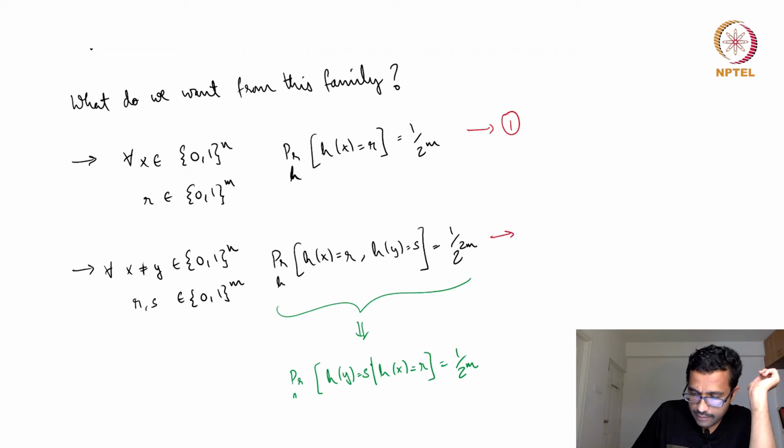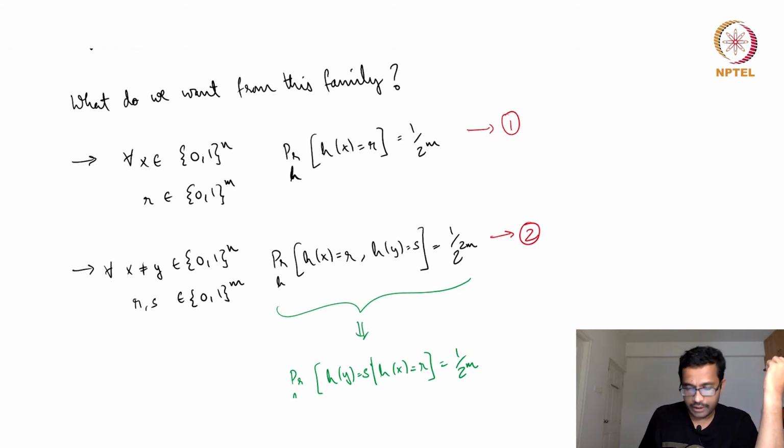And second is that given x and y, where x is not equal to y, and given r and s in {0,1} power m, r and s may or may not be the same, it doesn't matter. What is the probability that h(x) maps to r and h(y) maps to s? This should be simply the product of the probabilities, 1 by 2 power m whole squared, or 1 by 2 power 2m. Right? So this is the independence part.